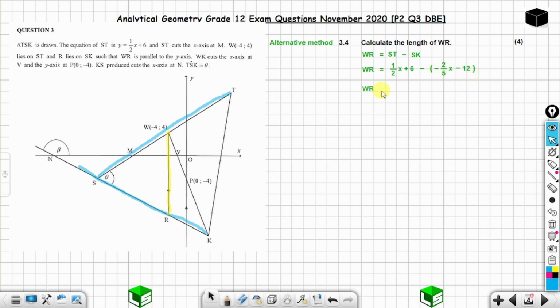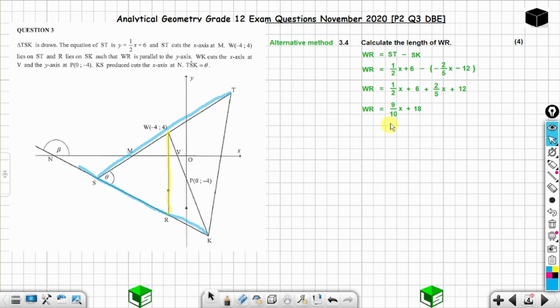WR is equal to 1/2 x plus 6 plus, this is going to change because of the minus, you are going to have plus 2/5 x plus 12. So WR is equal to, these are like terms, you are going to have 9/10 x plus 18. This is the equation that you can use to find the length of any line between the two lines.